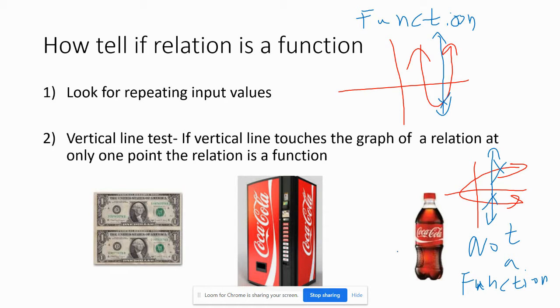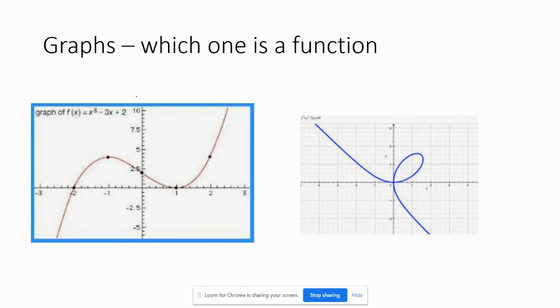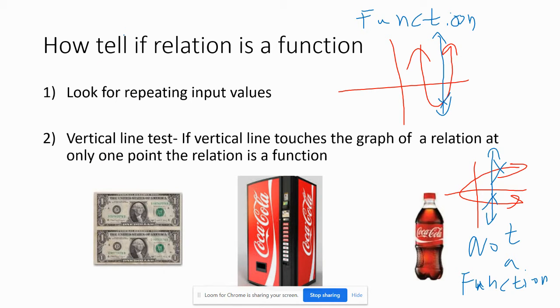Now here we have a little bit of an interactive way of showing a function. You put $2 into the machine and you get out 1 bottle of Coke. That would be a function. $2, 1 Coke. $4, 2 Cokes. But if I put in $2 and got out 1 Coke, and then next time I put in $2, I got out 2 Cokes or no Coke, you would know that the machine is not functioning and it's not a working machine.